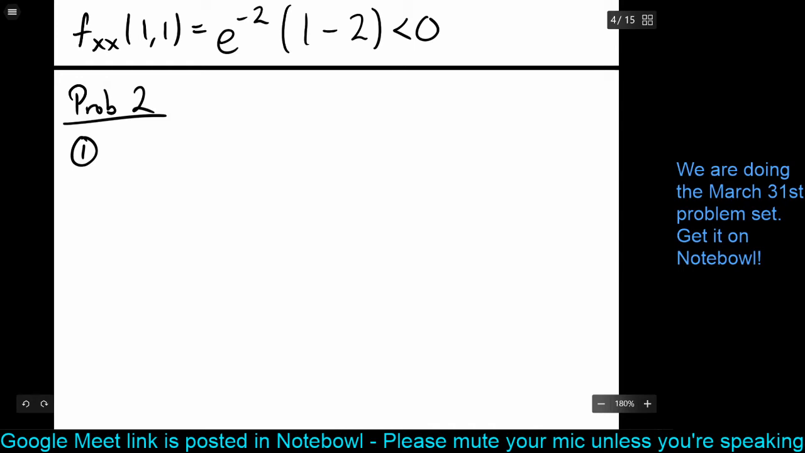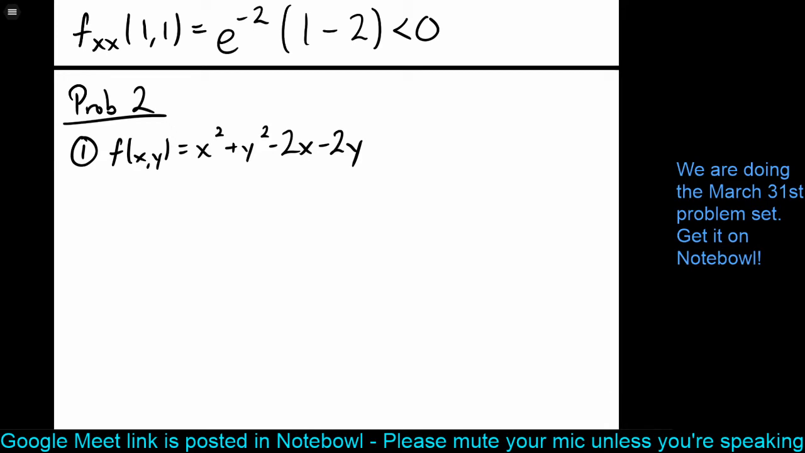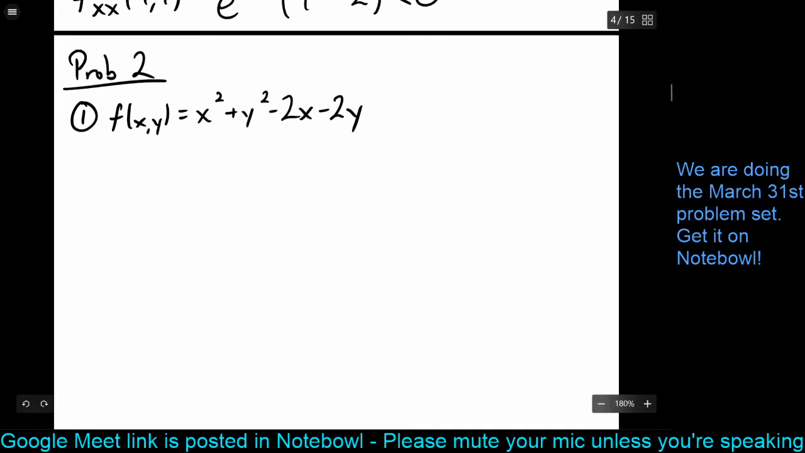Here. Right. So for number 1, we have this function f of x, y is x squared plus y squared minus 2x minus 2y. Right? And R is this triangle with these vertices. So let me just draw R. Actually. So R will be this triangle here.